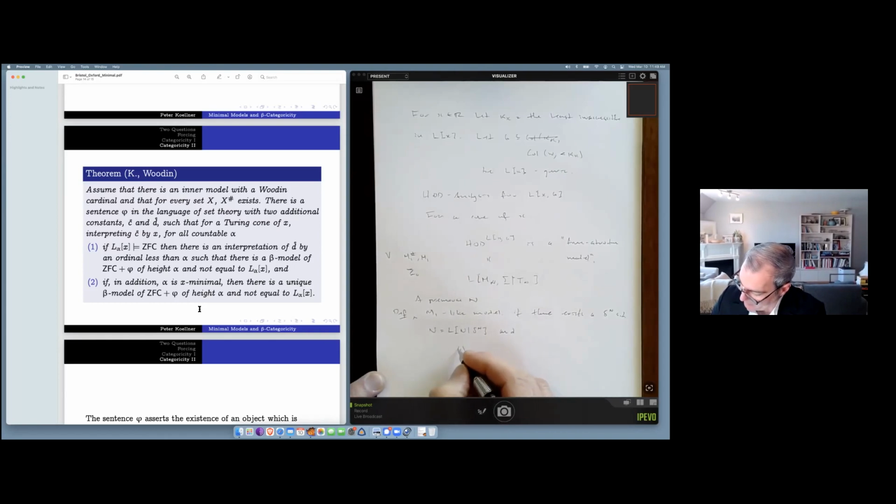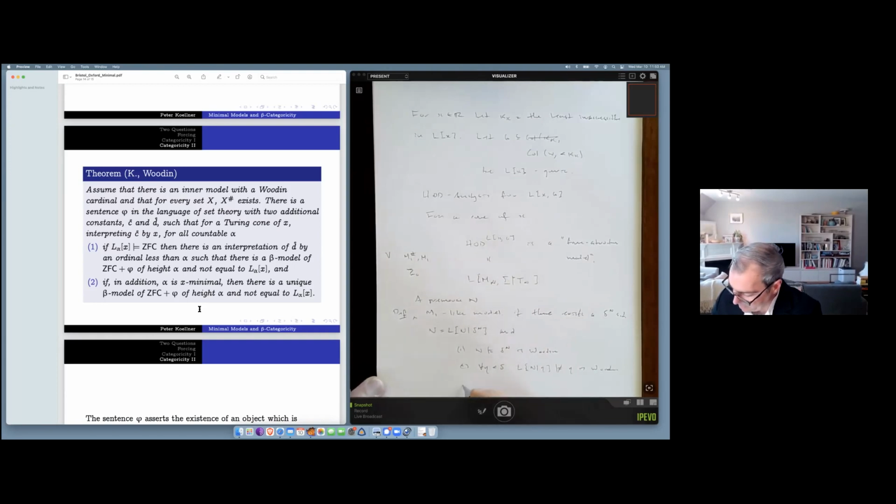So one, N satisfies that delta of N is Woodin. And two, for all eta less than delta, if you take L and instead of cutting N to delta, you cut it further to eta, then that does not satisfy that eta is Woodin. So this is the minimality, right?